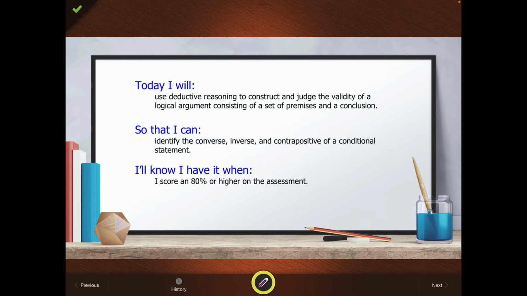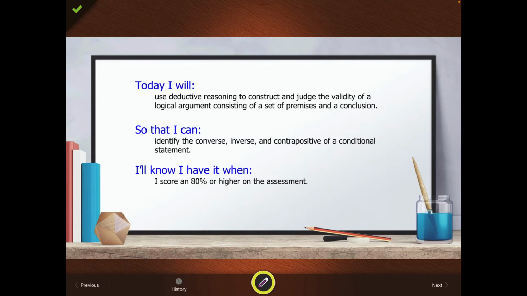So again, if we think about the book we read yesterday, the one repeating conditional statement was, if you give a pig a pancake, then he will want some maple syrup. So the if-then creates the conditional statement. We also talked about the conditional statement has two parts. It has a hypothesis and a conclusion.